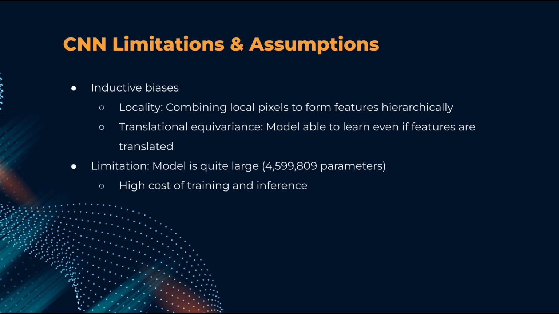So one major limitation of the CNN model is that it is quite large. It has about 4.5 million parameters. So there is a rather high cost of training and inference in terms of the energy consumption as well as training time.